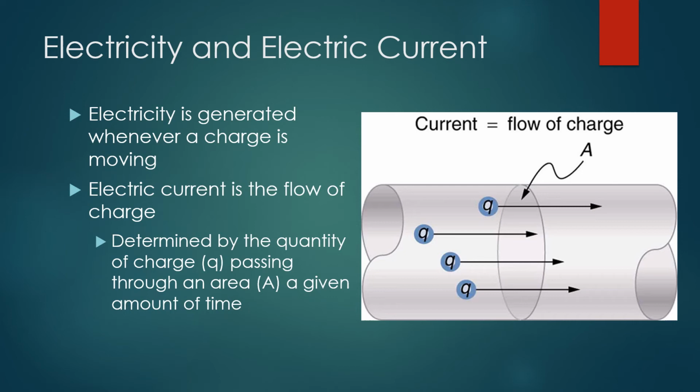So for electricity and electric current, electricity is generated whenever a charge is moving. So in this picture here, these little Q's with these blue spheres, that's our charge moving. So when that charge moves, electricity is generated. And the electric current that we've been talking about is just the flow of that charge, so that charge moving. It's determined by the quantity of charge that passes through an area at any given time. And we're going to look at some ways to calculate current, mainly using Ohm's law.